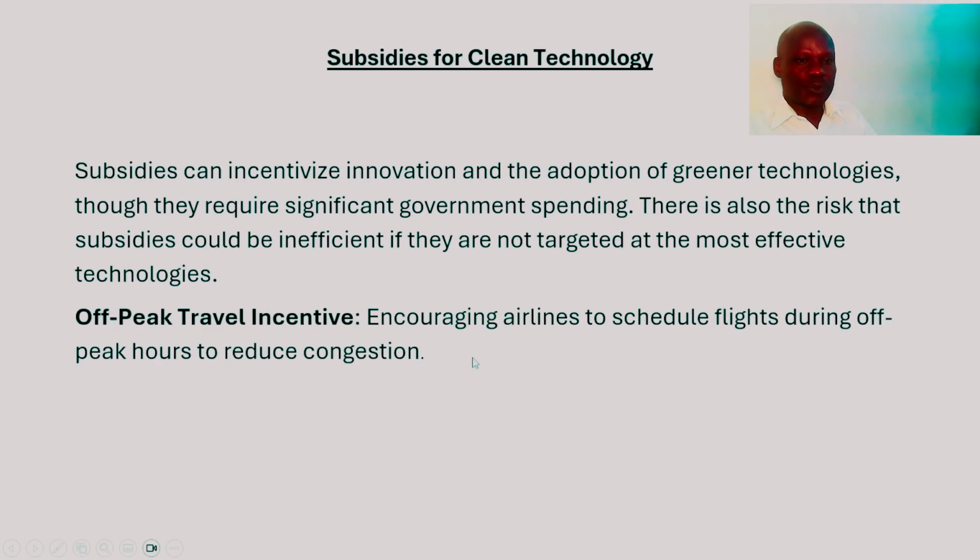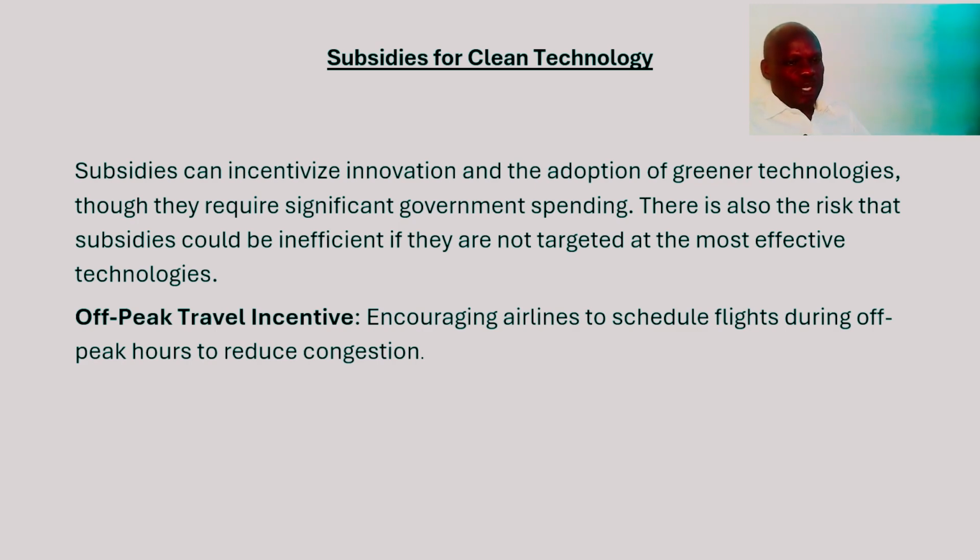Next is subsidies for clean technology. Subsidies can incentivize innovation and the adoption of greener technologies, though they require significant government spending. There's also the risk that subsidies could be inefficient if they're not targeted at the most effective technologies.